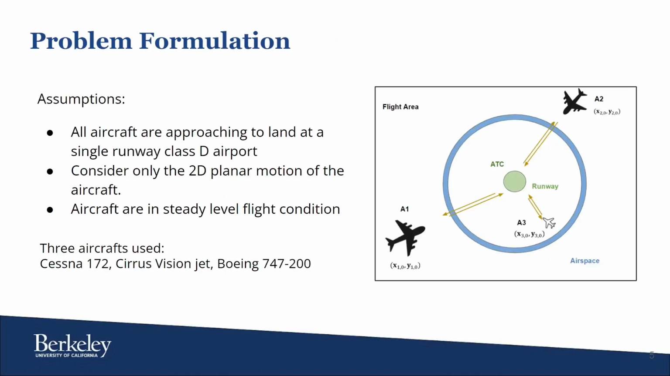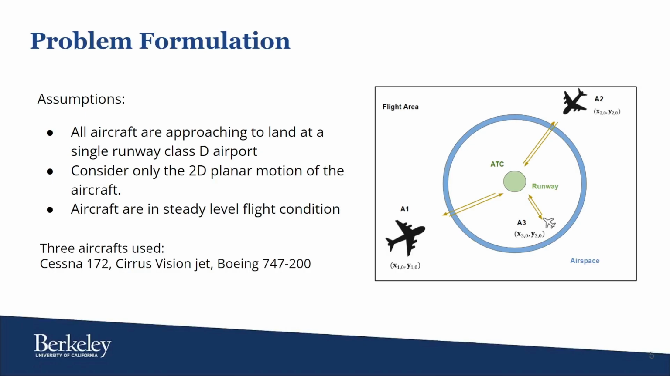Considering the complexity of the system, here we're gonna make some assumptions to simplify our problem. First, we assumed all aircraft are approaching to land at a single runway Class D airport. Second, we only consider 2D plane motions of the aircraft. Third, we assumed aircraft are in a steady level flight condition.